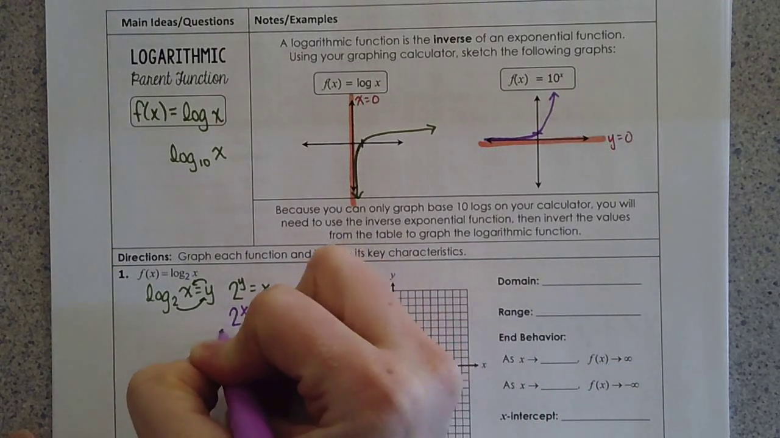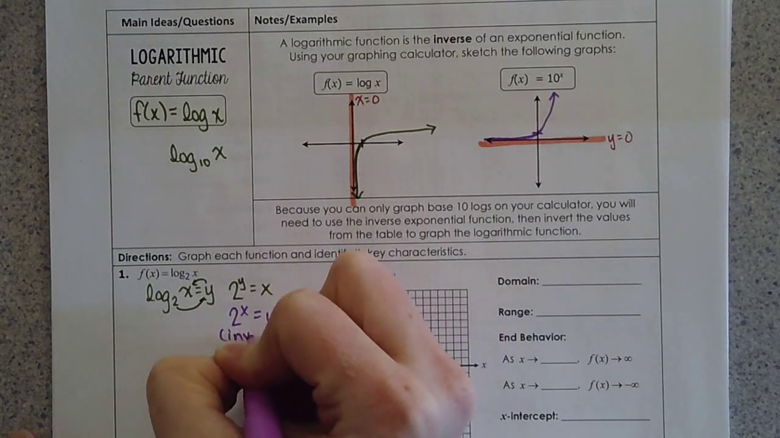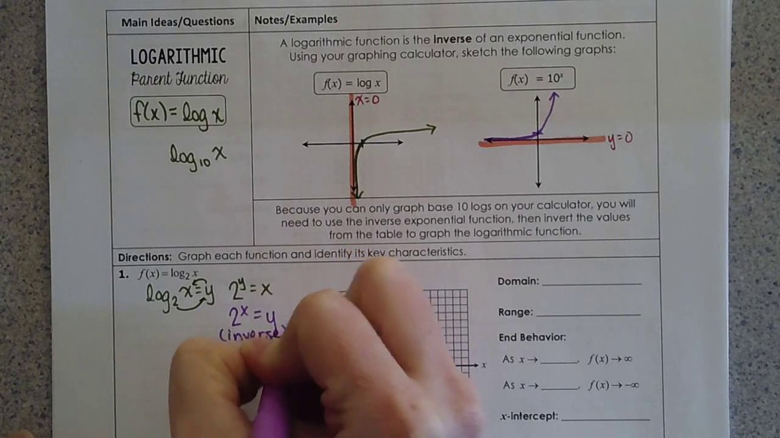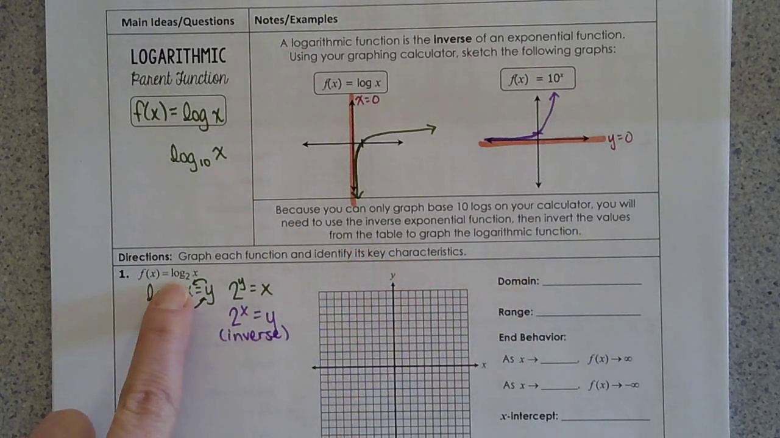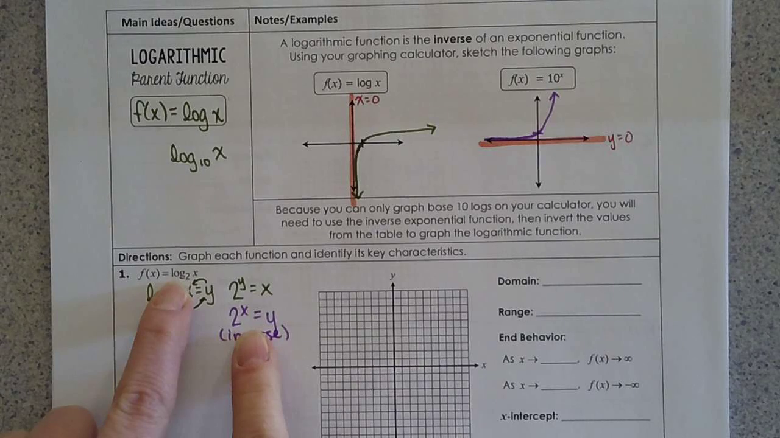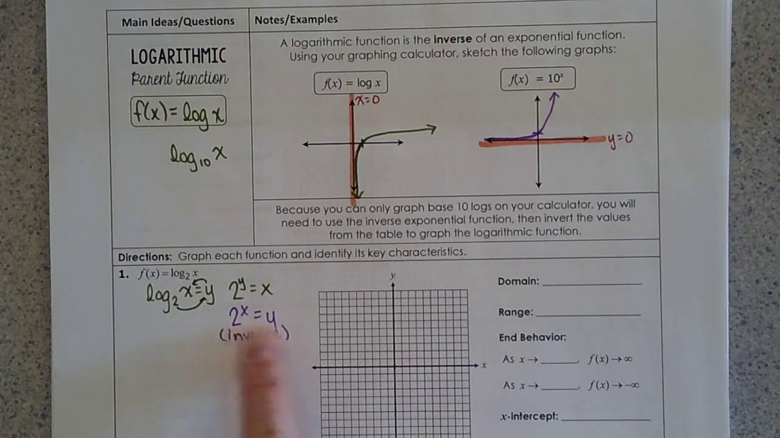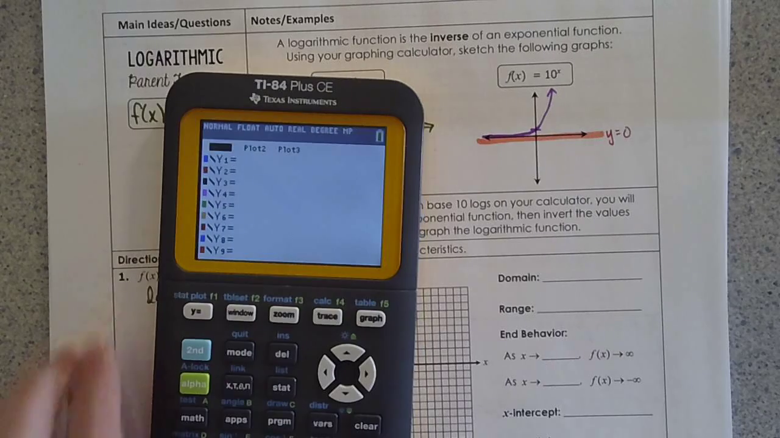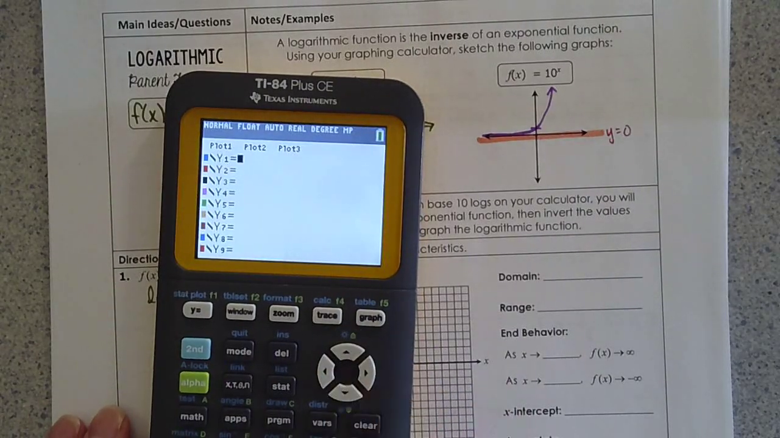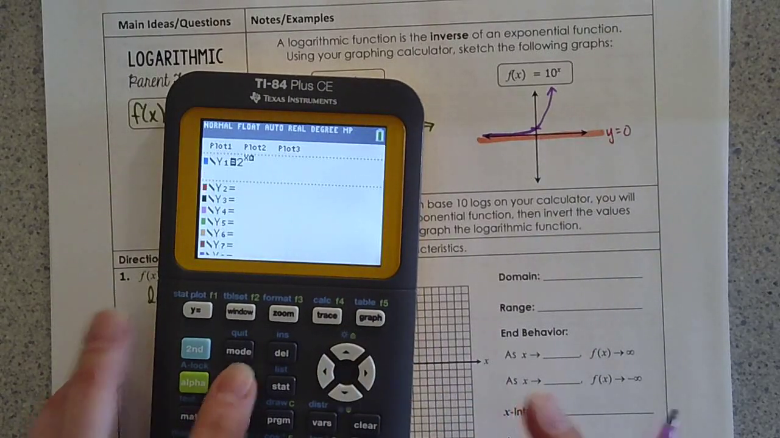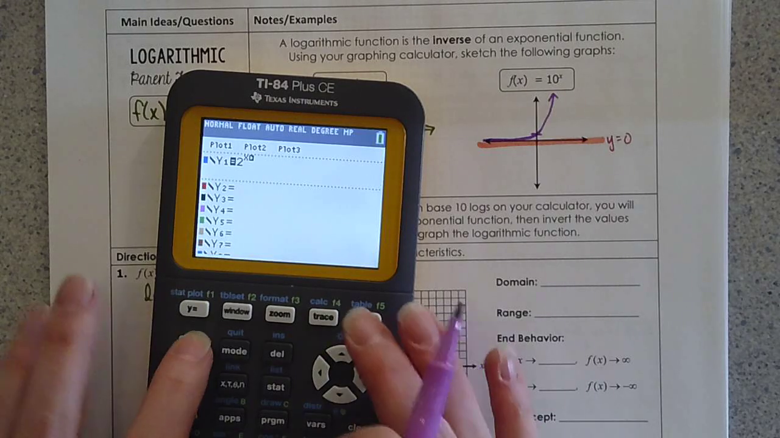And this equation right here is the inverse of this equation up here. Okay, these are opposites. They'll reflect each other. They'll have opposite asymptotes, opposite intercepts, opposite transformations. This we can put in our calculator, y equals 2 to the x. In your calculator, I want you to type in y equals 2 to the x and pull up your table of points.